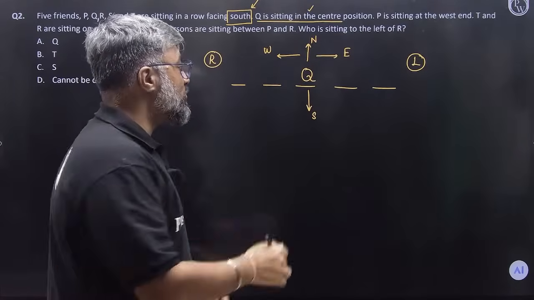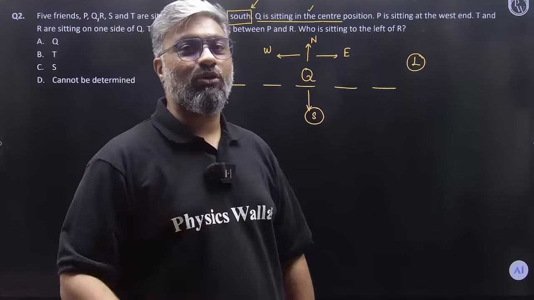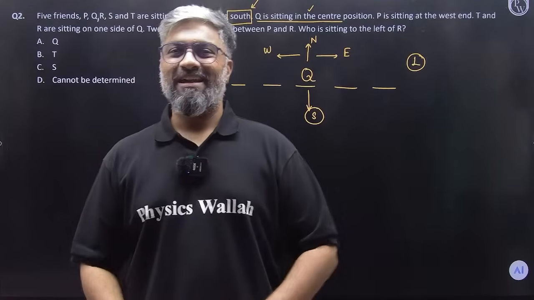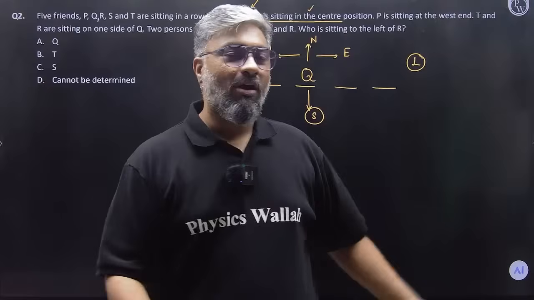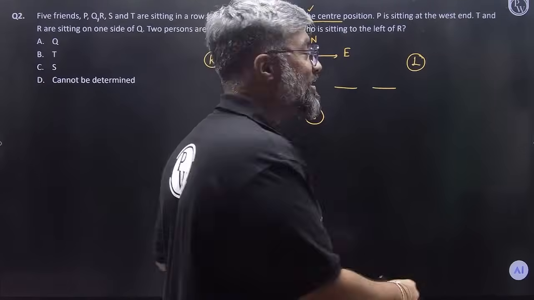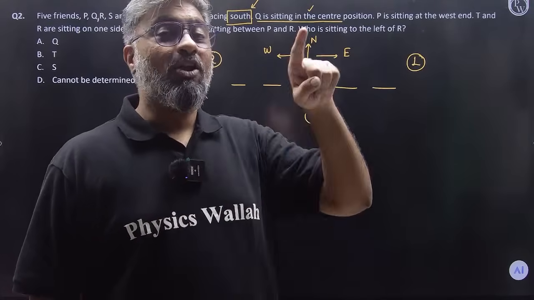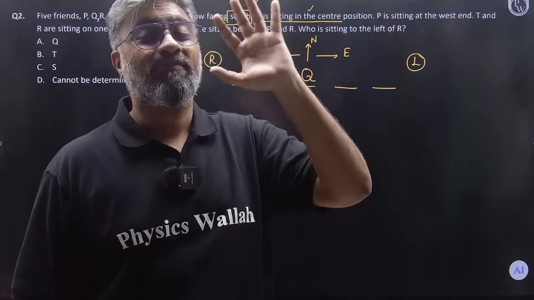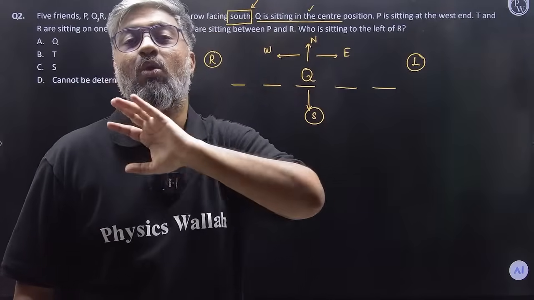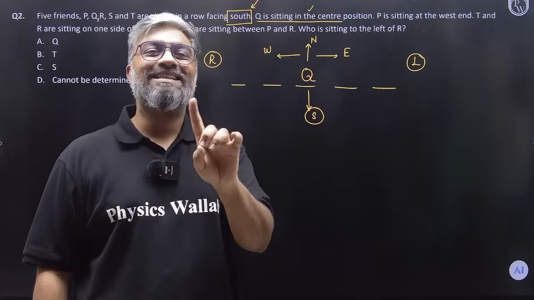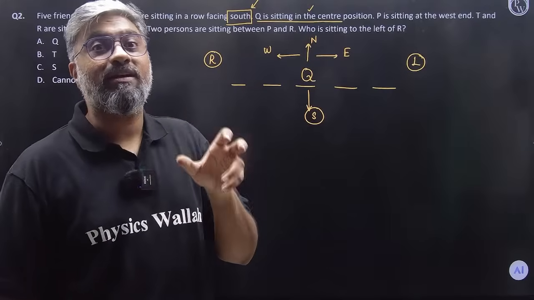Despite Q facing south, Q is still facing south only, but will north, south, east, west change with respect to Q's position? If Q is facing like this, will west be something different? Or when Q is facing like this, will west change? No, right? Left and right changes with the perspective of the person. North, south, east, west does not change. It's a fixed position. Yes, north, south, east, west does not change, because these are geographical directions.